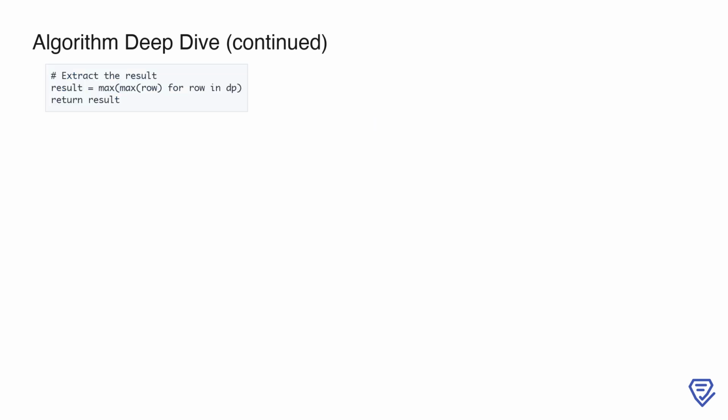Finally, once the DP table is fully constructed, extracting the result is straightforward. We simply find the maximum value across all rows in the table, as this represents the highest dot product achievable between any two subsequences of nums1 and nums2. The result is then returned as the solution. This completes the algorithm, which combines dynamic programming, careful handling of edge cases, and potential optimizations to provide an efficient and robust solution to the problem.